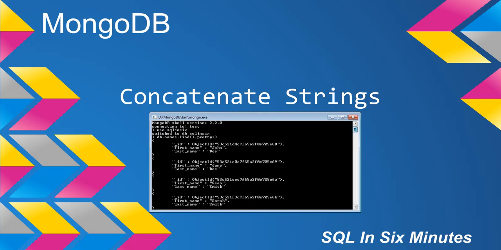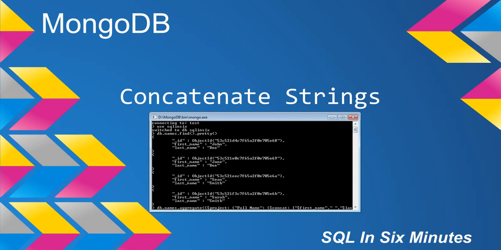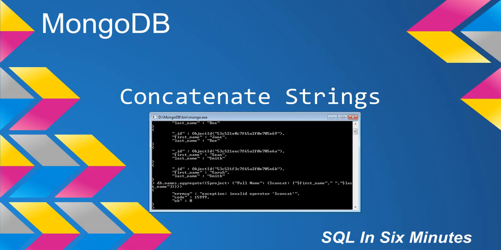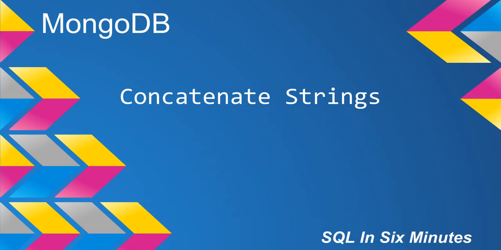Now, as I said earlier, I have MongoDB version 2.2, so we will get an error because this is not in version 2.2, which is invalid operator concat. Okay? So in Mongo version 2.4 and above, you can use that operator. In Mongo version 2.2 and below, you would not be able to use the concat operator.